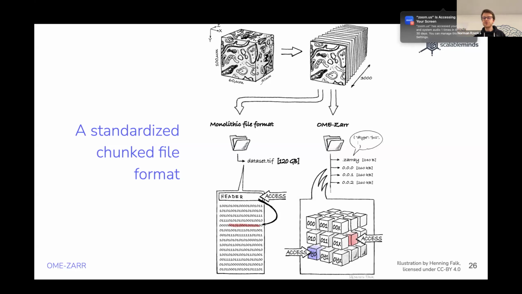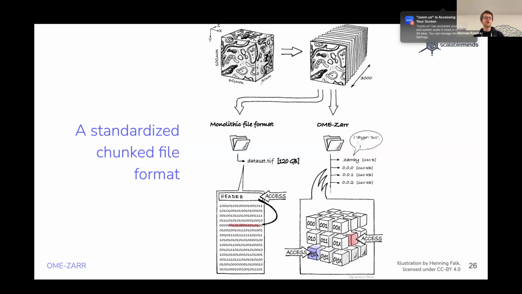So what OME-Zarr provides is to organize your data in a different way. And it has a couple of nice properties. First of all, you can chop it up into cubes, which is much more natural if you're working with three-dimensional data. And if you have this chopped up into these cubes, then you can access individual cubes individually, right?